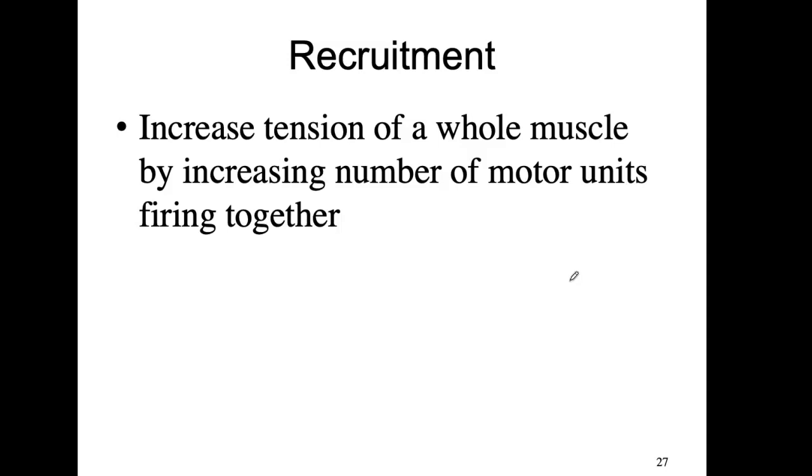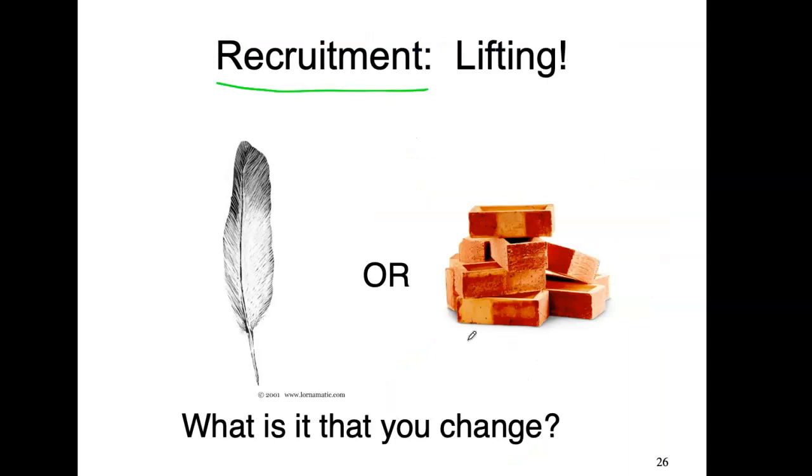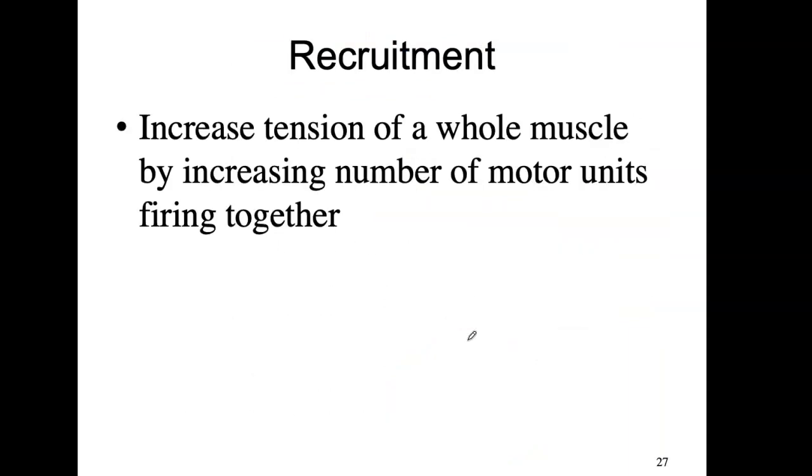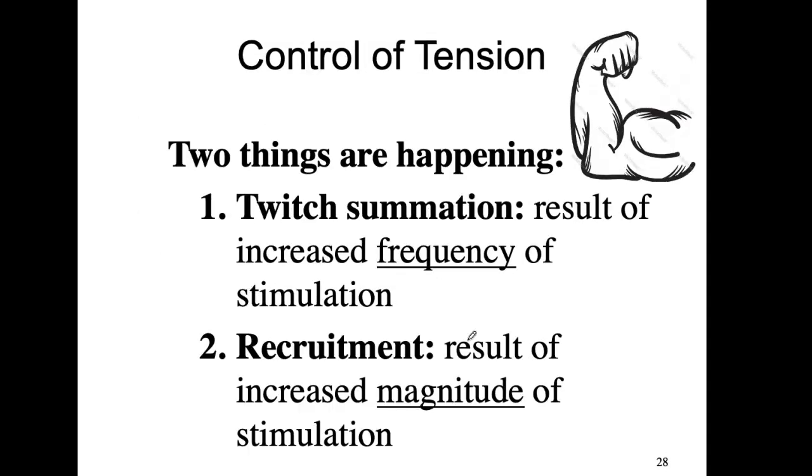So back to that example, I'm going to go back. Here, if we recruited one motor unit, only the red muscles are firing. Blue, only the blue ones are firing. And so we added more and more cells to create more force. The tension of individual fibers, right, added together is going to create more force. All of a sudden, I have more fibers that are contracting, and you're going to be able to create more tension in that muscle.